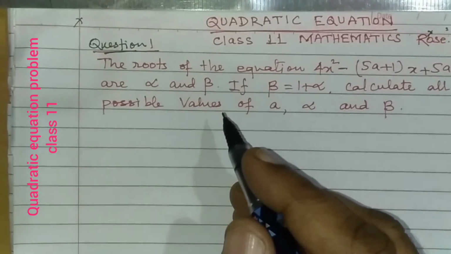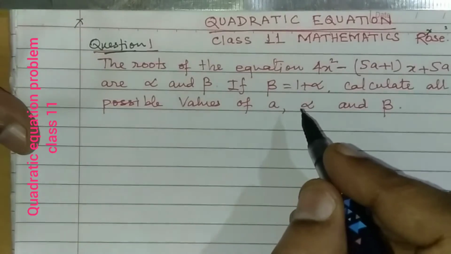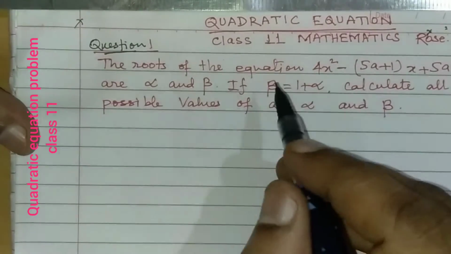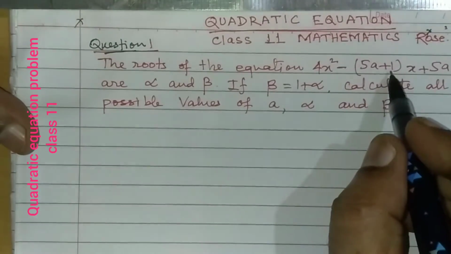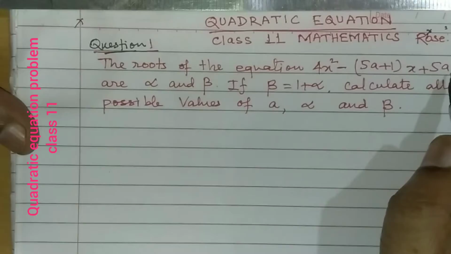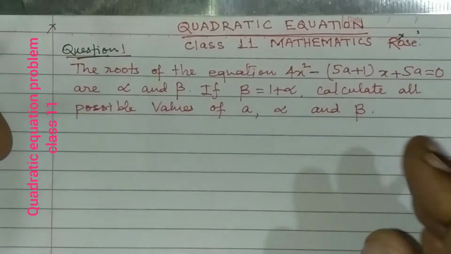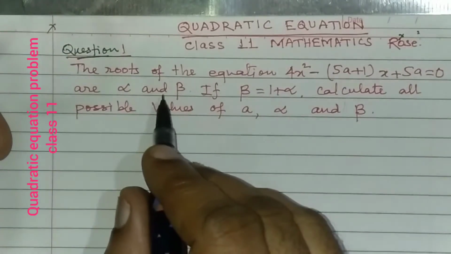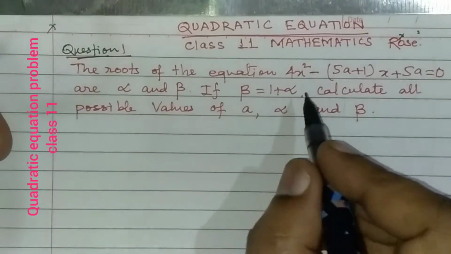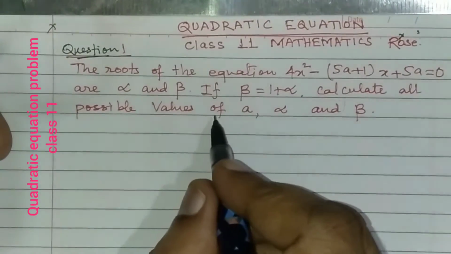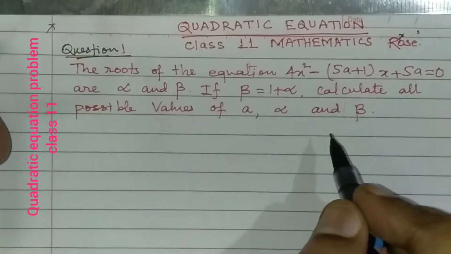Here I have taken the question from the quadratic equation, class 11. Students, the roots of the equation 4x square minus (5a plus 1) x plus 5a is equal to 0 are alpha and beta, and if beta is equal to 1 plus alpha, calculate all possible values of a, alpha and beta. This is the question.